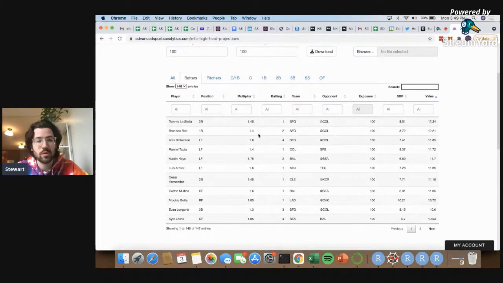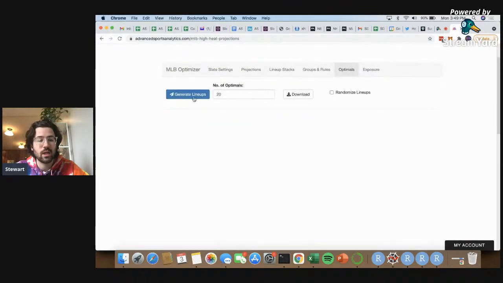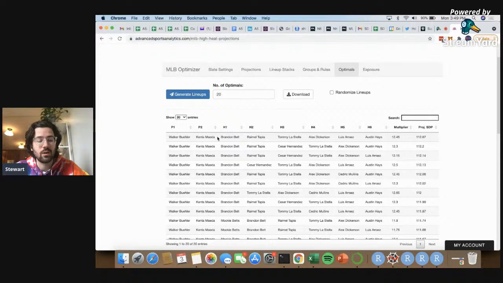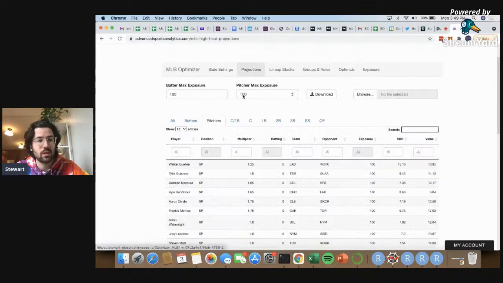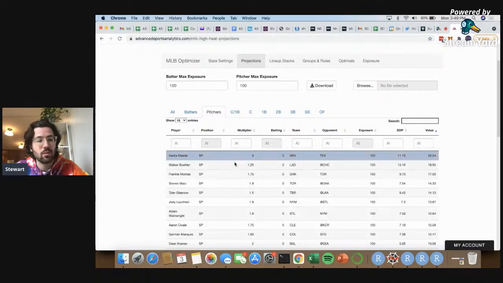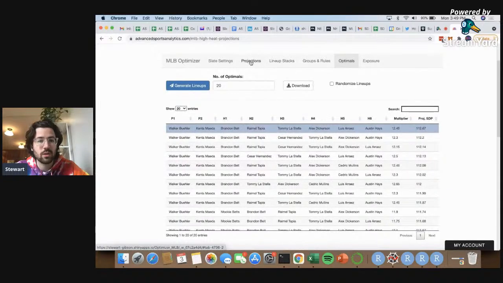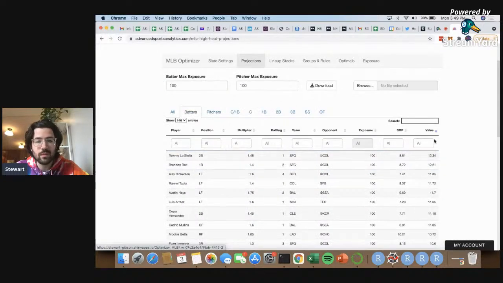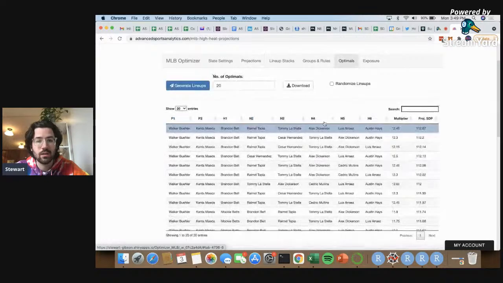Or for cash game purposes, SuperDraft is actually pretty simple. If you were to run optimize in the optimals tab and get our optimal lineup, which is at the top, it's really just the 6 guys that sort to the top when we sort on value. So, Maeda and Buehler at the top, they're both pitchers. Listella, Belt, Dickerson, Tapia, Hayes, Arias, the top 6 hitters, all at the top there.